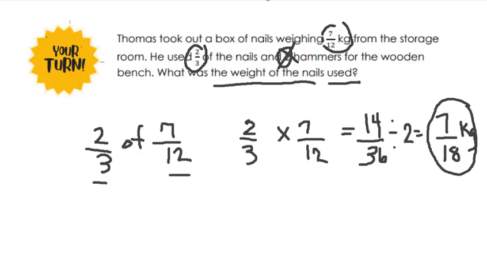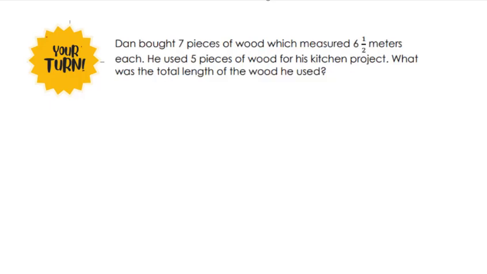Let's try another one. I want you to read it. Do what I just did. You might jot down those numbers, see if you need all that information, work it out on a piece of paper, and then come back and see how well you did. Dan bought 7 pieces of wood, so we're going to write that, circle that number, which measured 6.5 meters each. He used 5 pieces of wood for his kitchen project. What was the total length of the wood that he used?